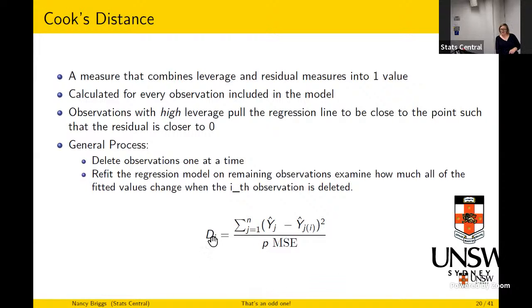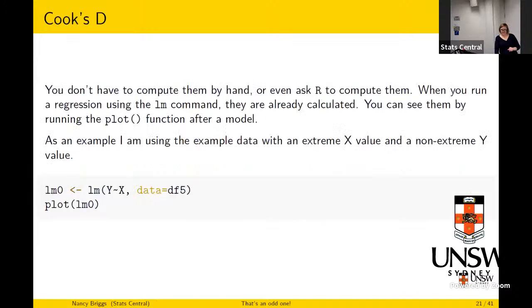It's denoted by D sub I, where I indicates individual. So however many people you have in your sample, you'll get that many Cook's D measures. You don't have to do this by hand. It's done automatically, and particularly in R, it's there in the object of the linear model, and you just have to say, hey, show them to me.